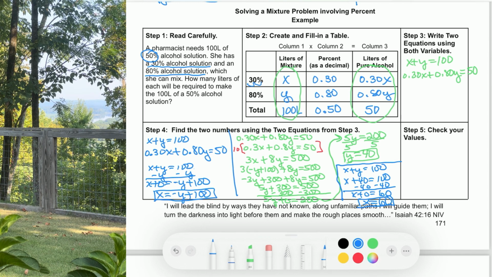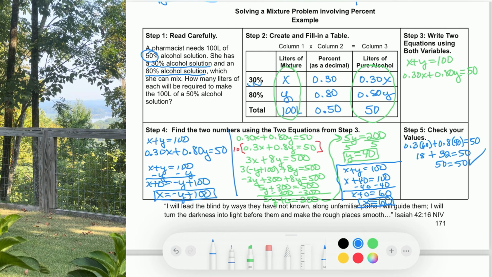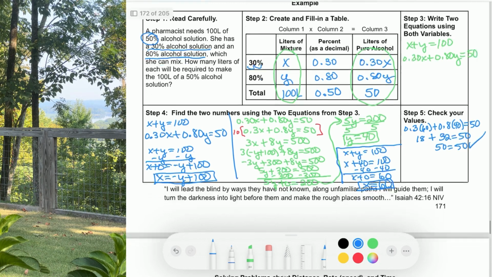I'm going to take my other equation to check my answer. So I have 0.3 times 60 plus 0.8 times 40 equals 50. All right, so 0.3 times 60 gives me 18. 0.8 times 40 gives me 32. And 18 plus 32 is 50. So we are, in fact, correct with our answer.